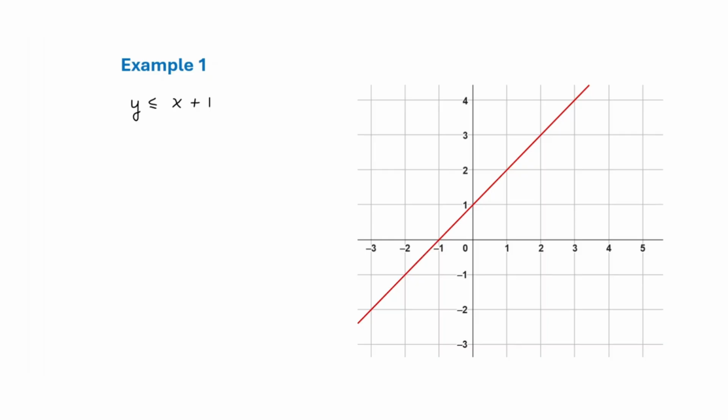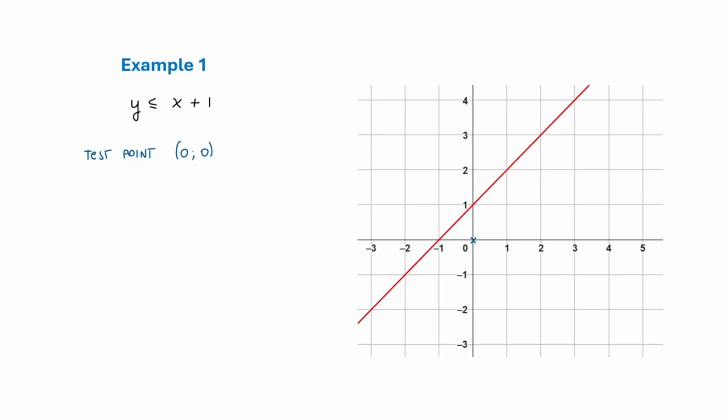To decide which region to shade, we choose a test point. The test point can be any point as long as it does not lie on the boundary line. The line does not pass through 0, 0, so we can use 0, 0 as our test point. Now we substitute x equals 0 and y equals 0 into the original inequality.